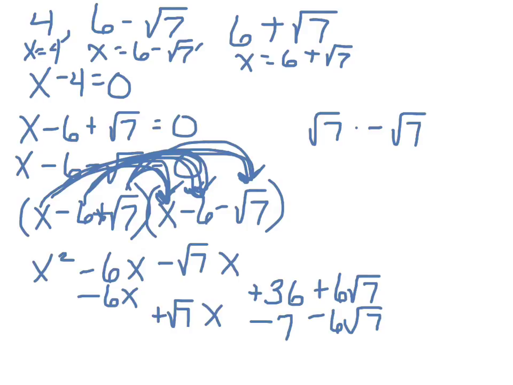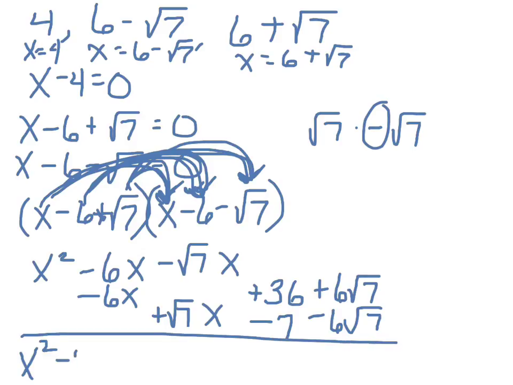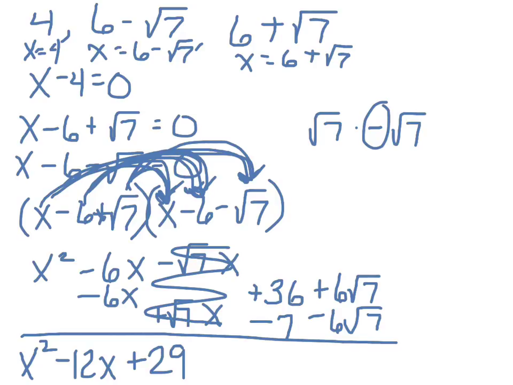Now, when you take the square root of 7 times the square root of 7, that is the square root of 49. But what's the square root of 49? 7. But then you had a minus out in the front. So you had a minus 7. So now, if I combine like terms, I get x squared minus 12x. What happens with the root 7x's? They're gone. What's 36 minus 7? What's 6 root 7 minus 6 root 7?